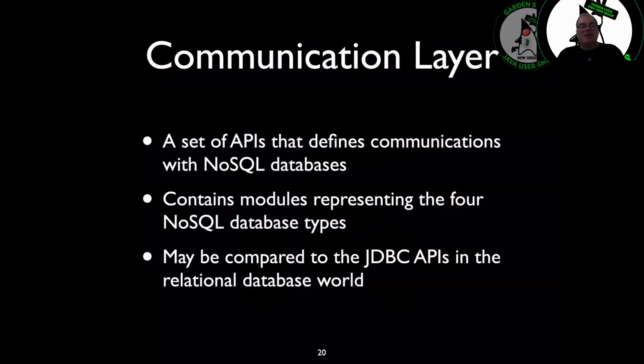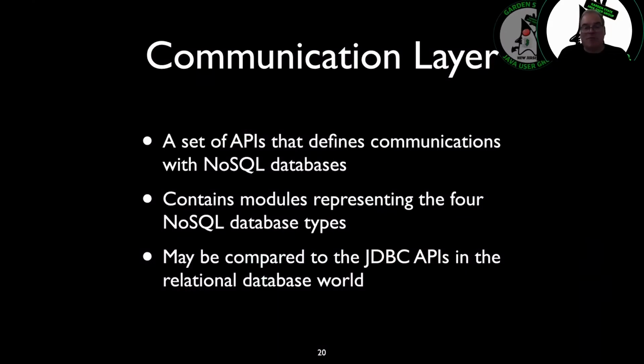The communication layer is a set of APIs, and obviously, hence the name, it defines the communications with all the different database types. There is one set of classes for each type, so these are the modules that represent all 4 of them. If you're familiar with JDBC, which is part of the Java programming language, you can consider those the same kind of relationship.